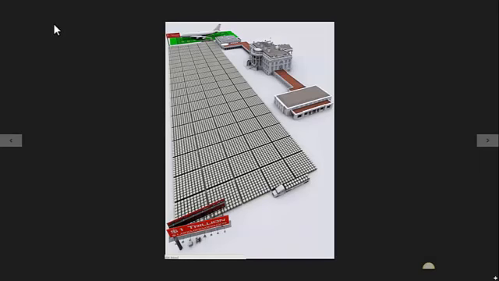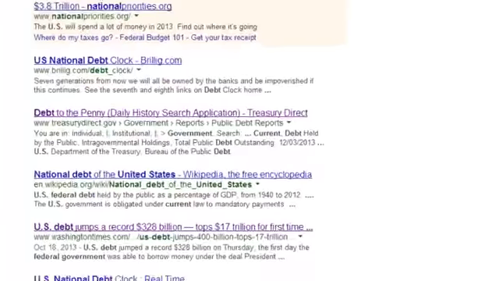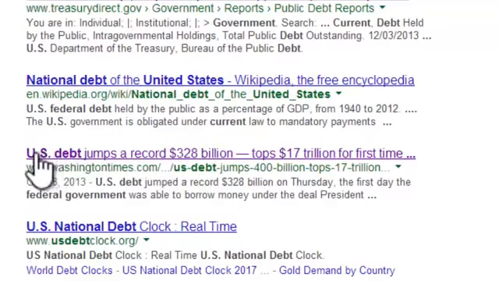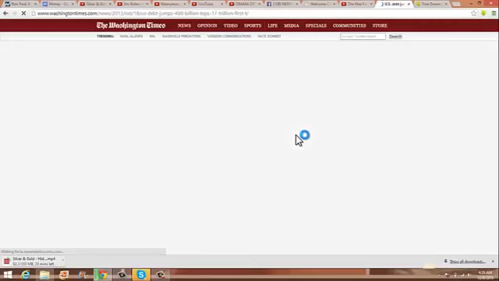Okay, now why is that relevant? Let's take you over here. I typed into Google the current U.S. national debt. Okay, and these are the results I found. Oh, what do we have here? U.S. debt jumps a record 328 billion, top 17 trillion for the first time. Let's click that and see the information we can find out. Now, this was published by the Washington Times.